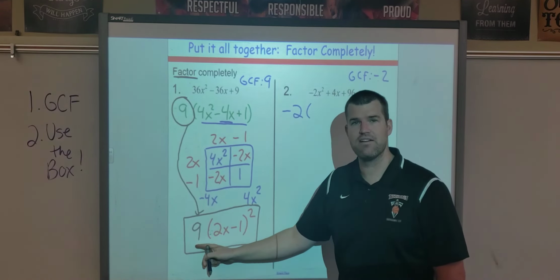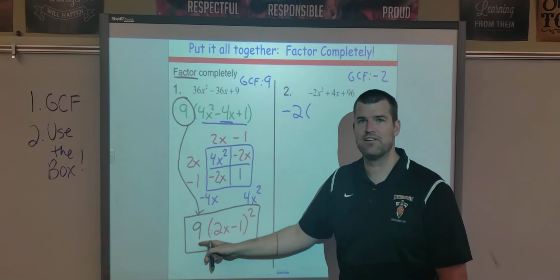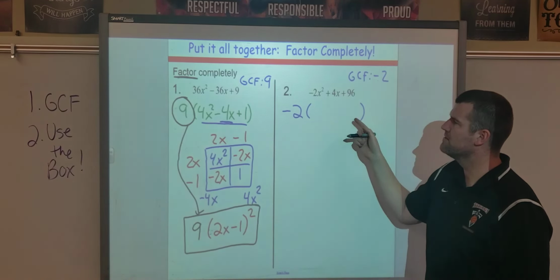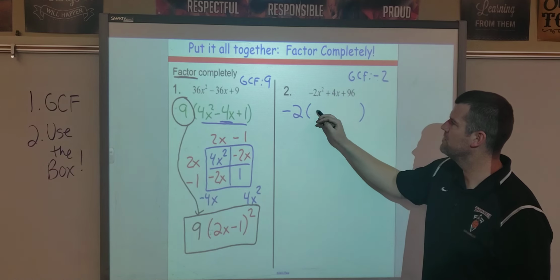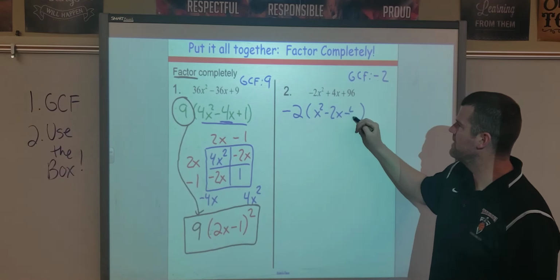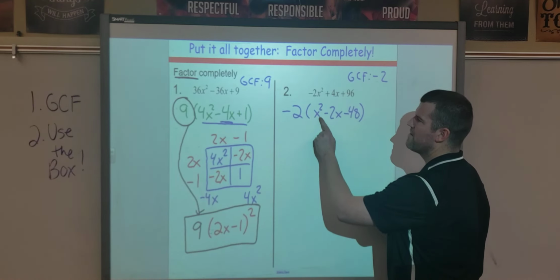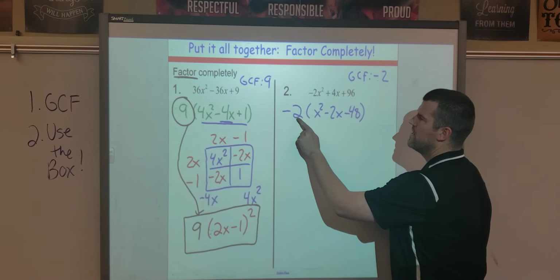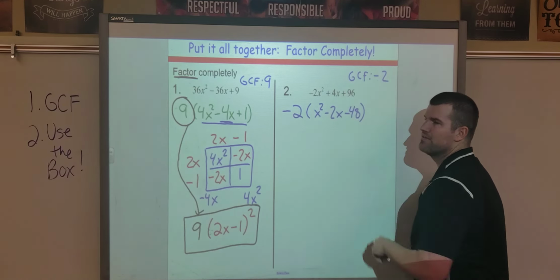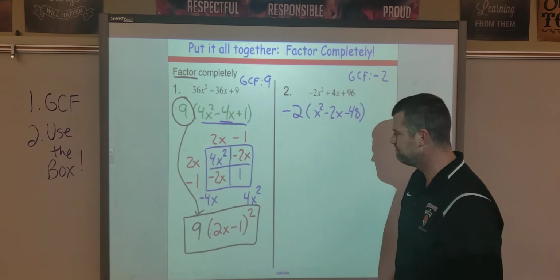We made sure we put that GCF in the final answer. So same thing here. I know that my GCF of negative 2 is going to be a part of my final answer. When I go back to figure out what goes in my quadratic expression, I'm going to divide each of these by the common factor of negative 2, and I get x squared minus 2x minus 48. Again, the way I can make sure that's correct is if I multiply negative 2 times x squared, I get negative 2x squared. Negative 2 times negative 2x gives me 4x, and negative 2 times negative 48 gives me positive 96. So you can always check as you go.